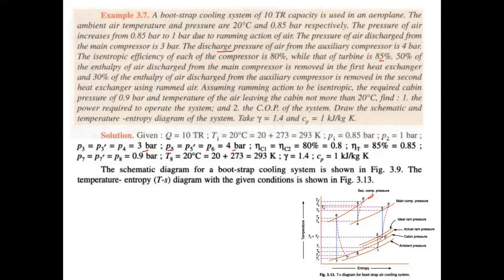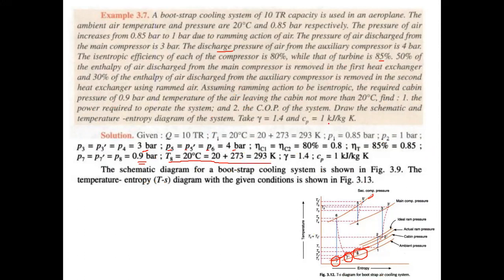Assuming the ramming action to be isentropic and the required cabin pressure of 0.9 bar, this is the condition for this one. So we get the value of P7, or say P7 dash, or say P8. The values are given, and the air leaves the cabin. That means it will give the T8. The value of T8 is 20 degrees Celsius, so T8 is equal to 20 degrees Celsius, meaning 293 Kelvin.